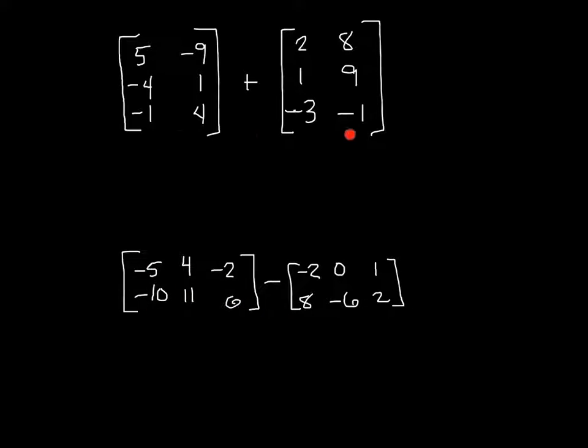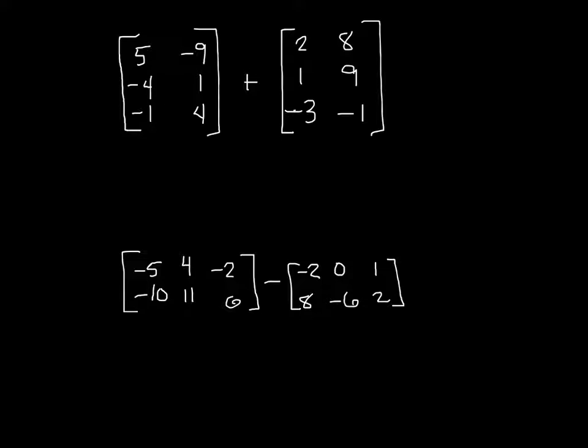And if you're going to add them together or subtract them, you have to make sure that they're the same size. So these have 2 columns, this has 2 columns, 3 rows, 3 rows. Now, adding matrices is really, really easy. And once you realize how easy it is, you'll find that this is a really simple concept.